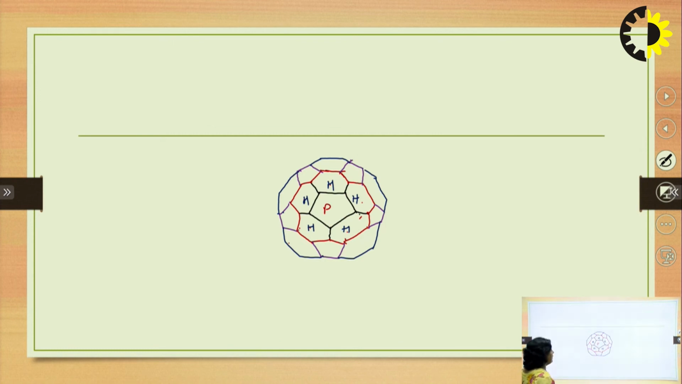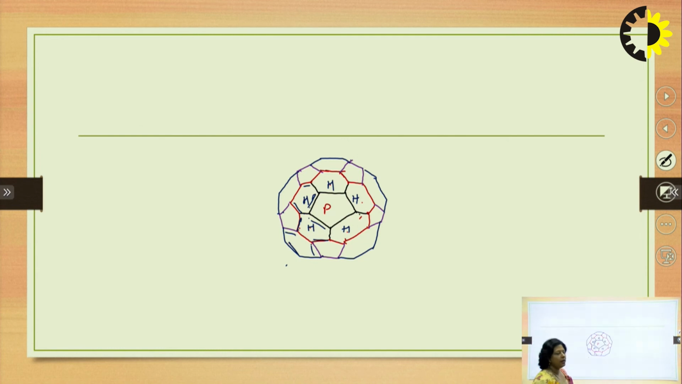And where are the double bonds? Double bonds in the ring, which is a hexagon. So 1, 2, 3 double bonds are here. There will be alternate double bonds. So this double bond is there, and this will be the next 1, 2, 3. Then again, this way you can draw the double bonds.